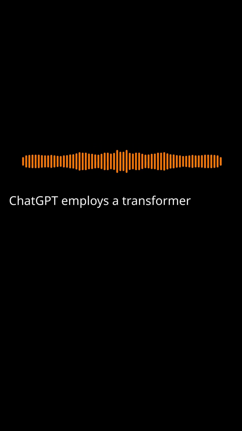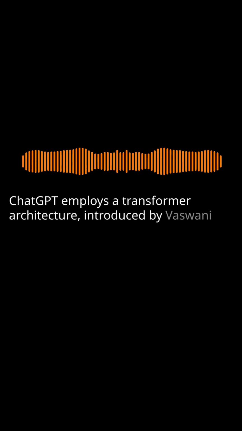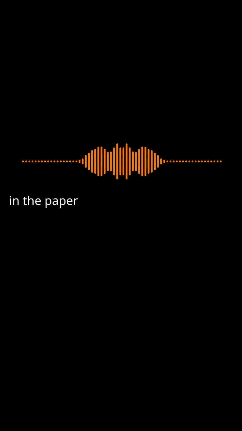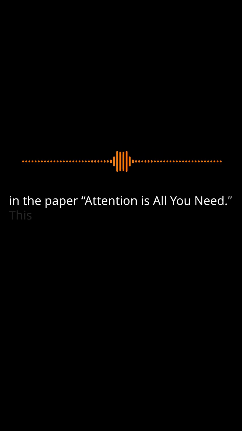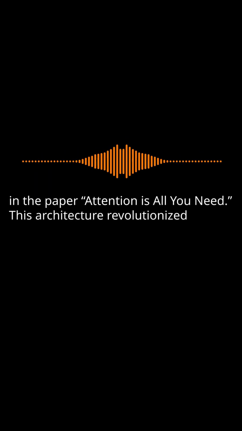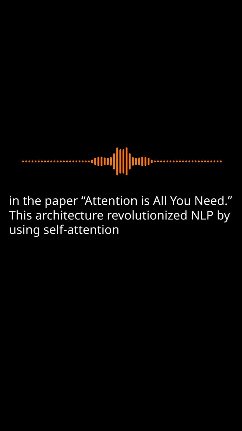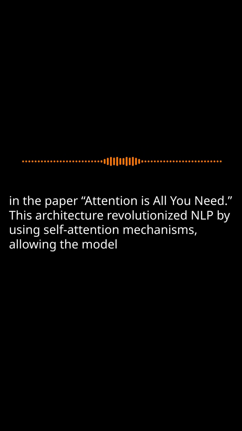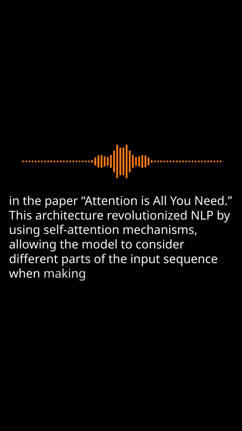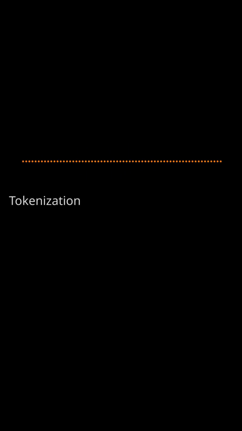ChatGPT employs a transformer architecture introduced by Vaswani et al. in the paper, Attention is All You Need. This architecture revolutionized NLP by using self-attention mechanisms, allowing the model to consider different parts of the input sequence when making predictions. Tokenization and attention mechanism.